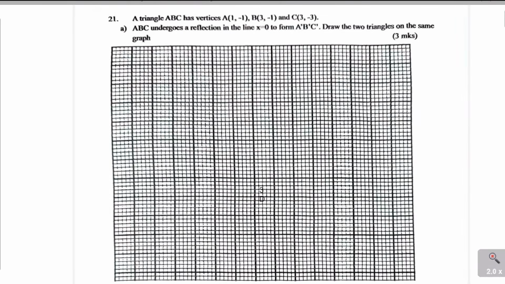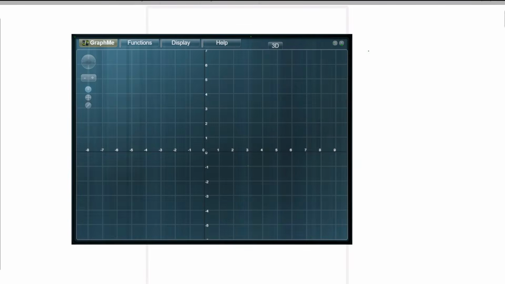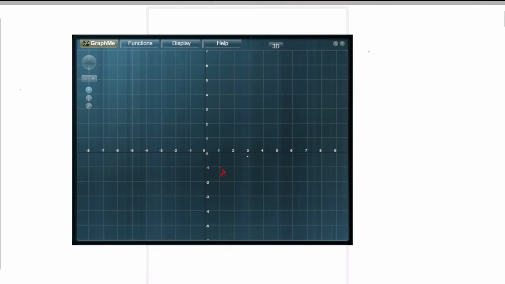So we have the triangle A, 1, -1. So 1, -1 will be here. Then we go to the next. The next is B, 3, -1. 3, -1 is here. So that is B. So B is here, 3, -1.